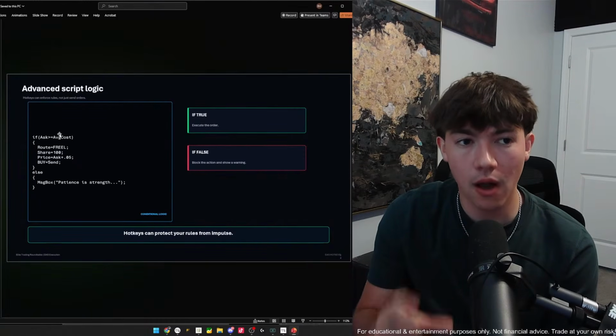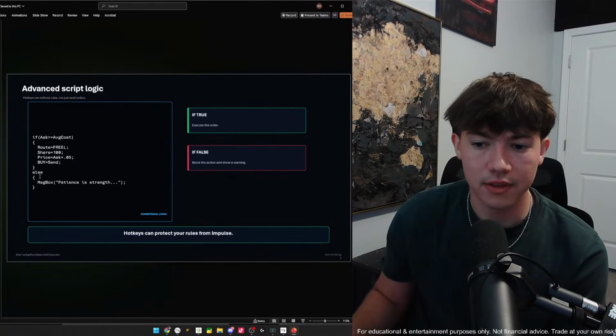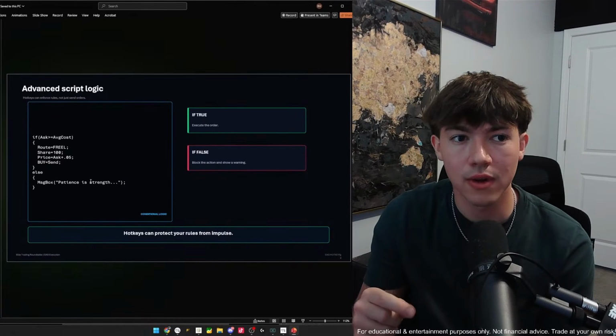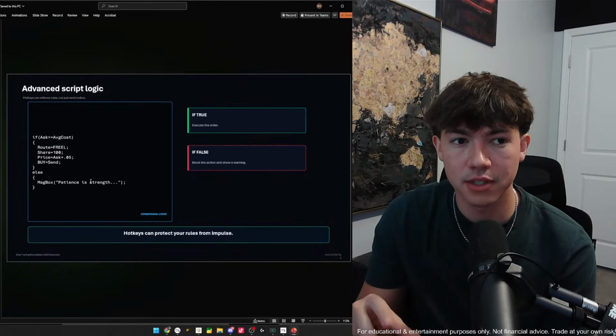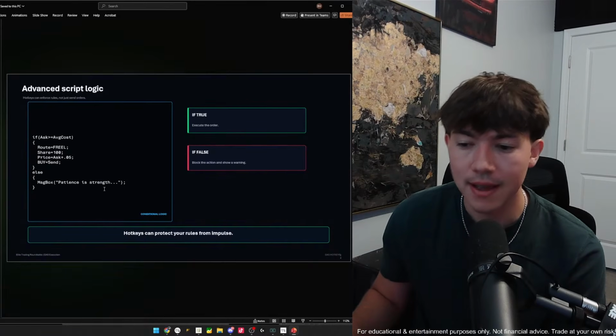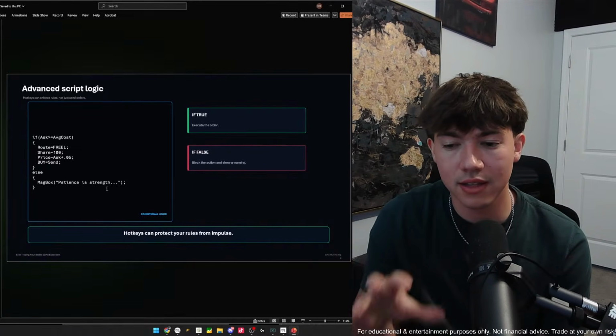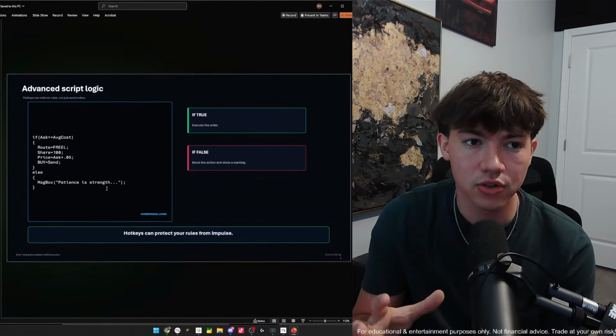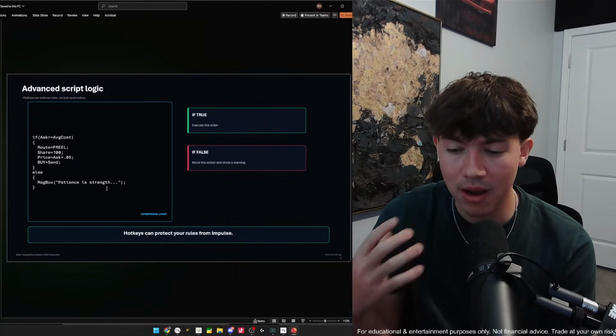But if it's below, else, given this function, it'll say patience is strength, meaning that it won't let your order submit through, and it'll say, hey, don't average down to the position. You can change this message to however you would like, but don't average down to this position. Be patient. Let the market come to you. There's no need to average down to this position. If it's the right entry, you can either hold or sell and get right back in.